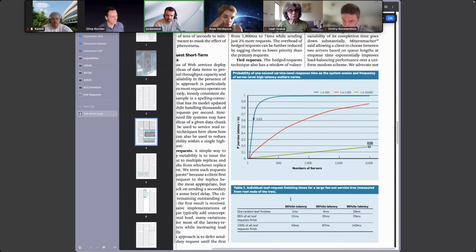And so we can see here, also looking at these graphs, how different tail latencies can be, right? Our 99th percentile latency is over 3 times our average latency.